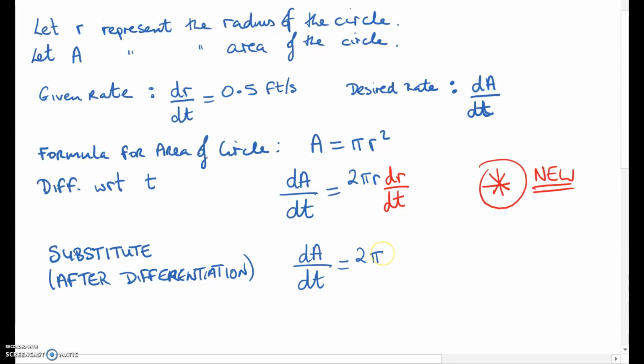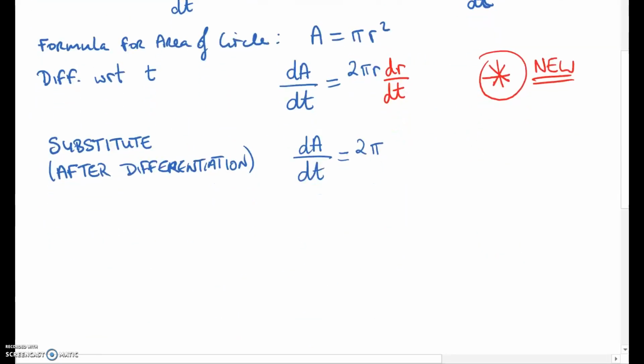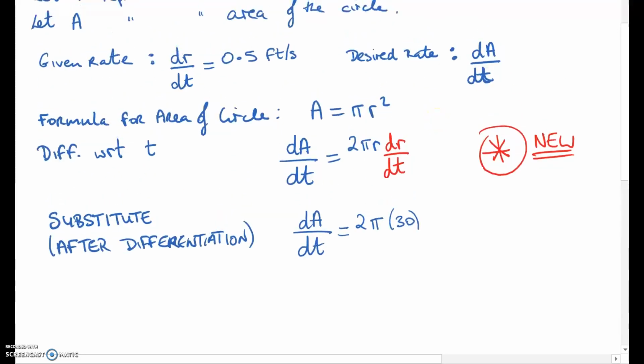Now to find r, you have to go back and read the question again. R is changing, but you have to find it at a particular moment. And if you go back and read the question, it says, how quickly is the area of the circle increasing when the radius is 30 feet? So the radius here is 30. So r is 30. And dr dt, if we look at dr dt, was 0.5.